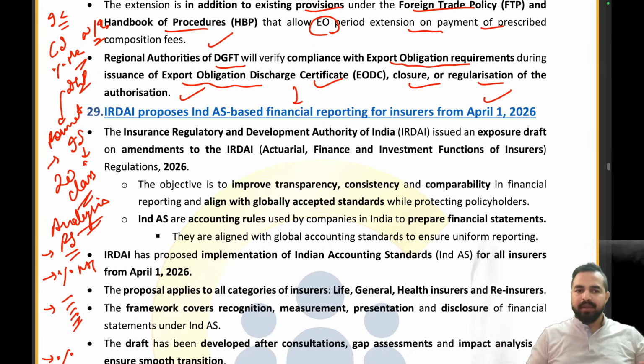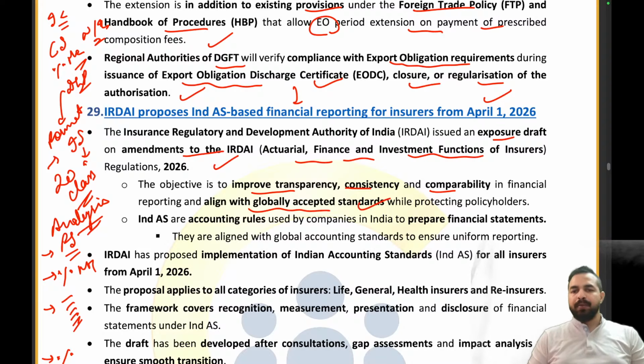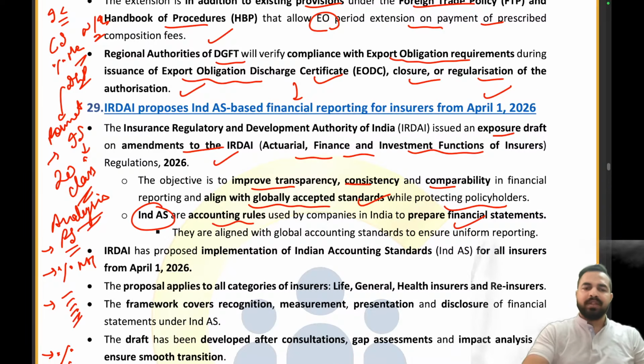Clear, my dear friends? So IRDAI has issued an exposure draft on amendments to the IRDAI Actuarial, Finance and Investment Functions of the Insurers Regulations 2026. The reason is simple. We want to improve transparency, consistency and comparability in financial reporting and align with globally accepted standards while protecting the policyholders. Indian accounting standards are accounting rules used by companies to prepare financial statements.